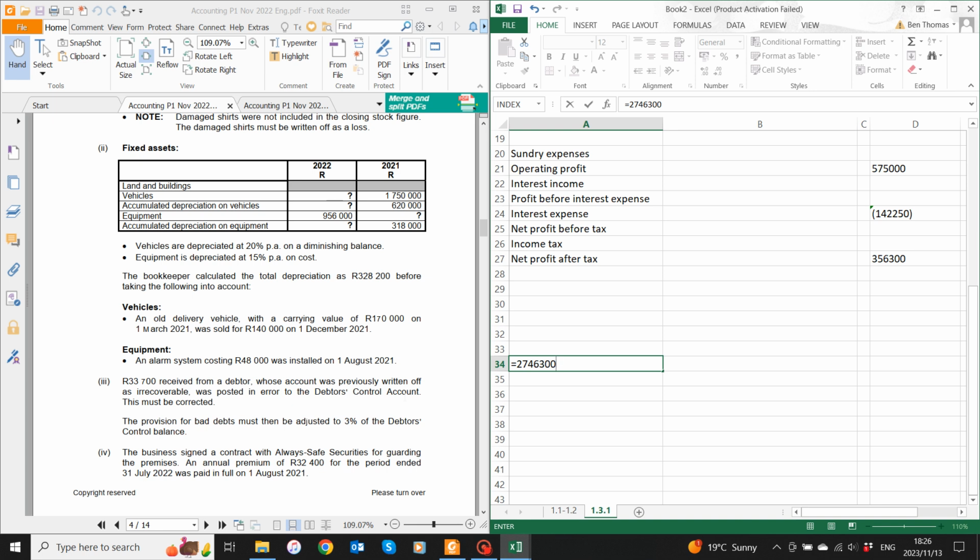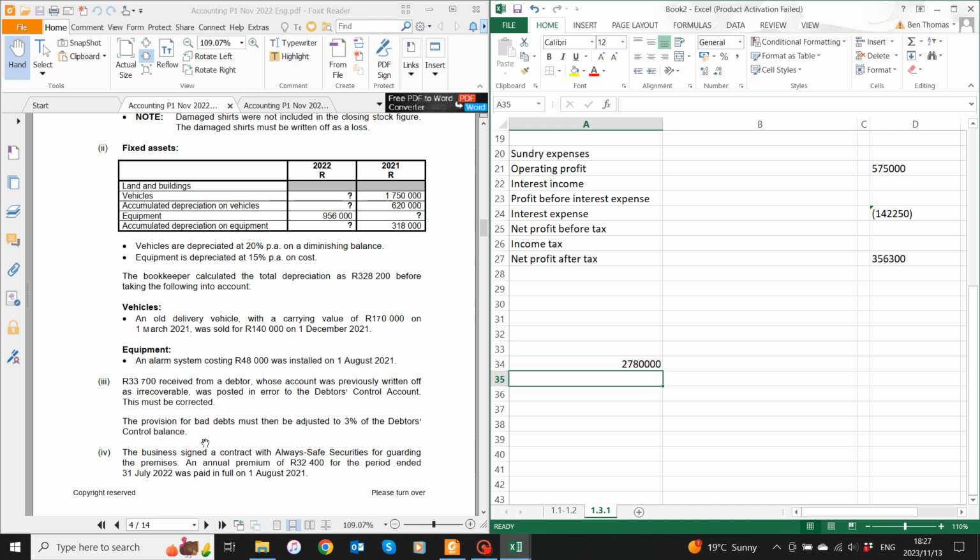So if we look at this transaction, what they did was subtract 33,700 again. They subtracted it twice now. That's incorrect. This person has already been removed, so we already subtracted 33,700. So in order to fix this error, we must now add back 33,700 to get the correct debtors control balance, which means debtors control is actually 2,780,000.